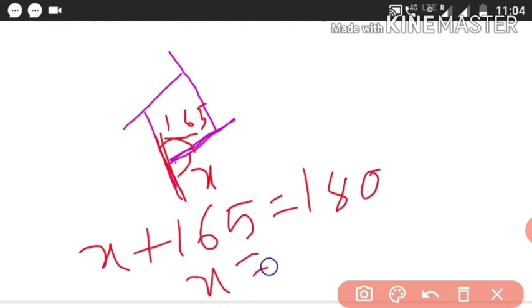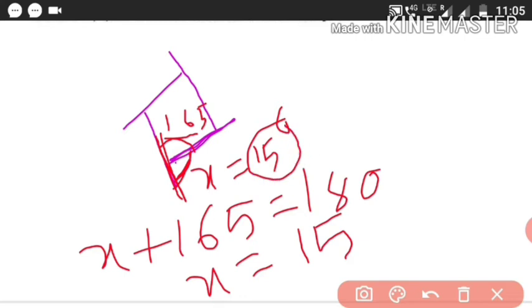So now x is equal to 180 minus 165. How much will you get? 15. That means this angle will be 15 degrees. Now if the exterior angle is 15 degrees, then you have to find the number of sides. So the number of sides will be 360 divided by 15. You will get the answer. So come to the solution. I will show you the solution.